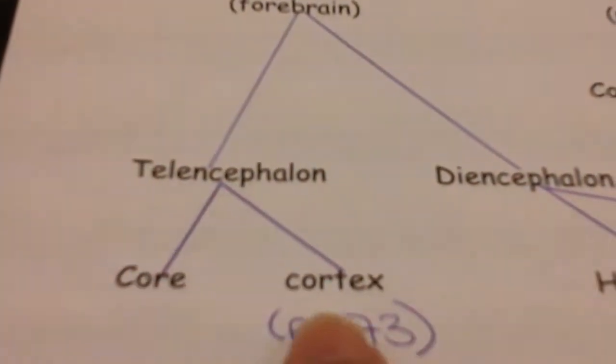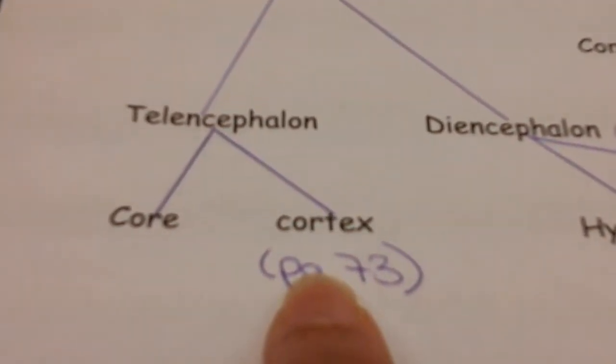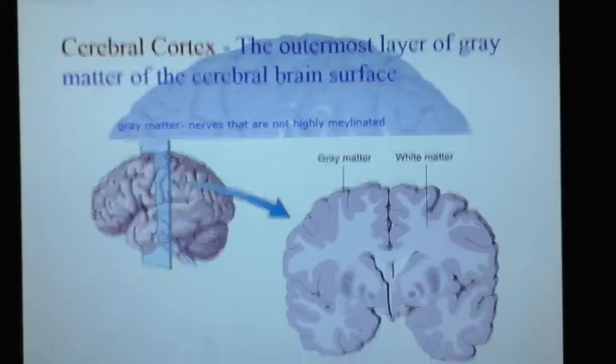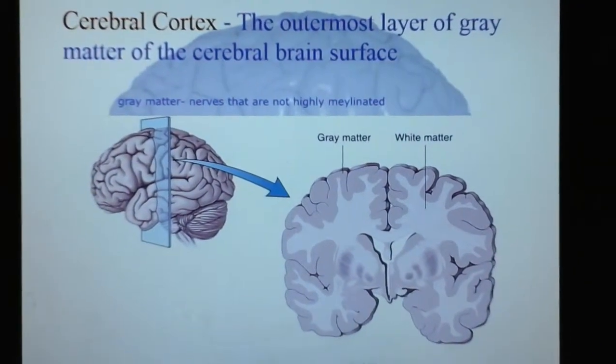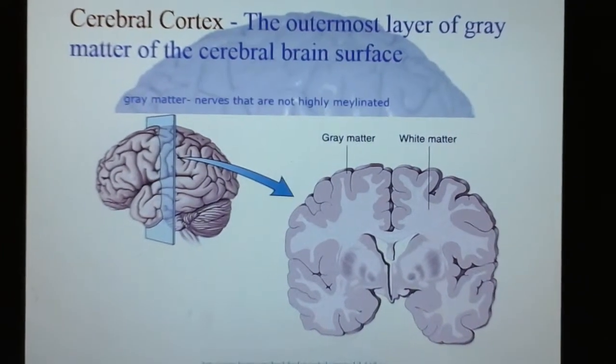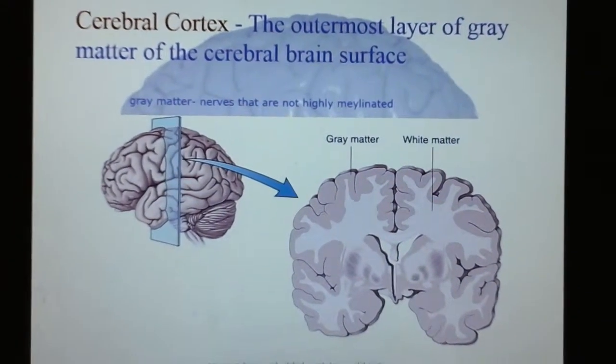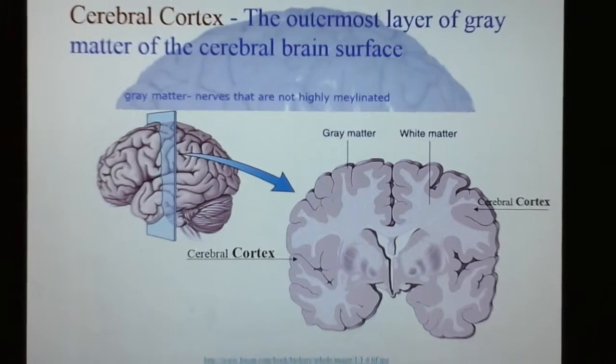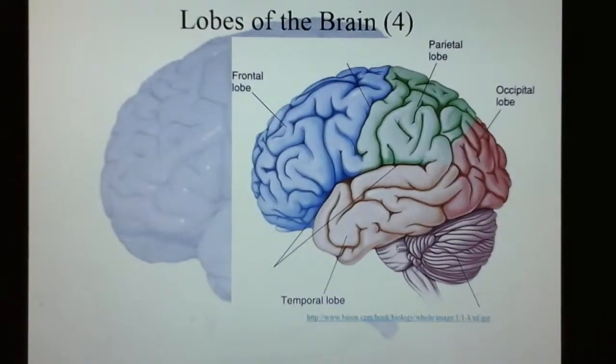And it has two parts, the cortex and the core. When we talk about the lobes of your brain, they're going to all be part of your cortex. Now keep in mind, a lot of what we know about the brain is based on patients that have some type of brain damage, because that's the only way we would be able to figure out what the brain is doing. So we're going to look at the different lobes of the brain.